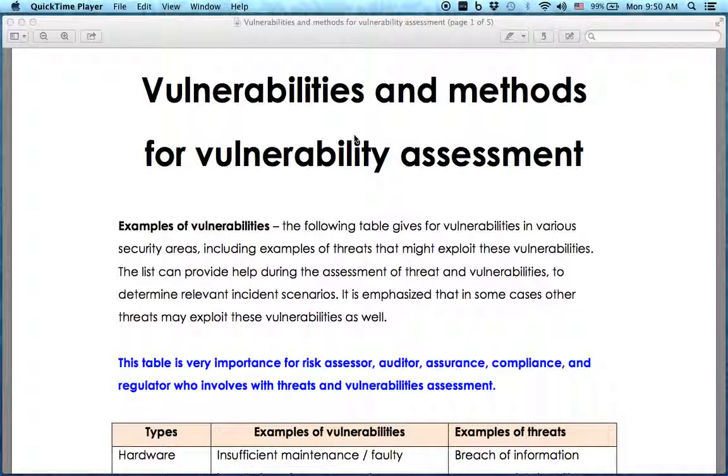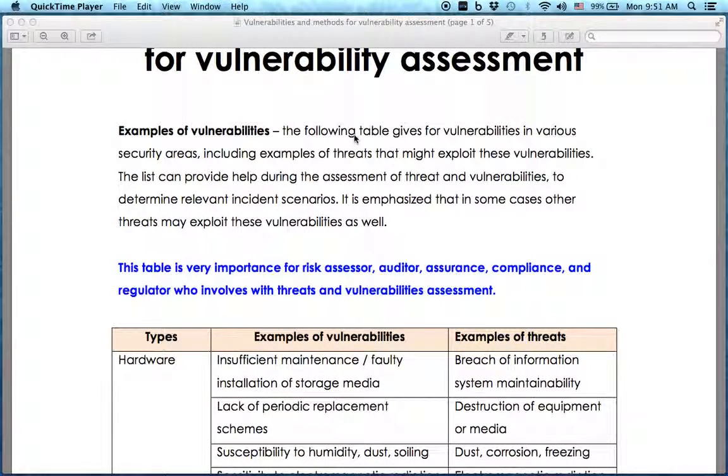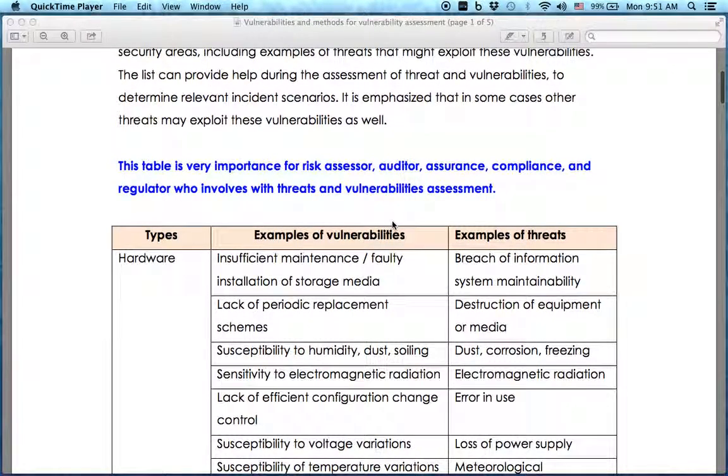This is a method for vulnerability assessment. I wish to share with you how we can address and determine IT vulnerabilities and threats. I will share three columns: the first column is the type of asset, like hardware and software; the second is a sample of vulnerability; and the last column is a sample of threat.